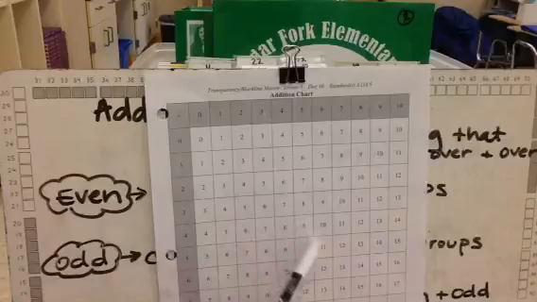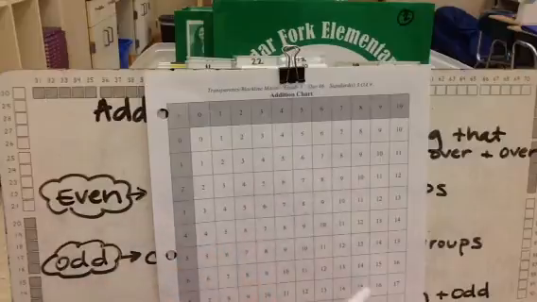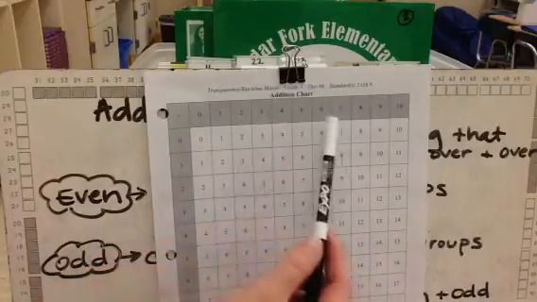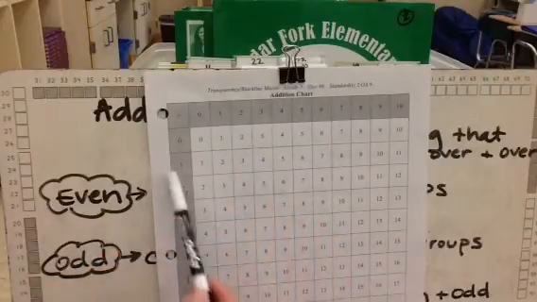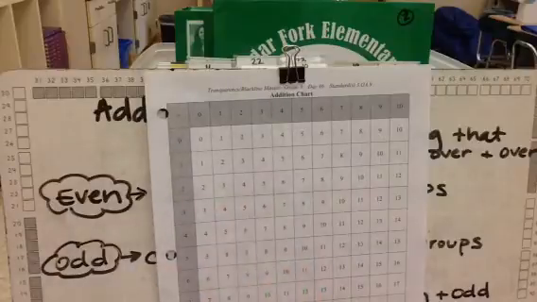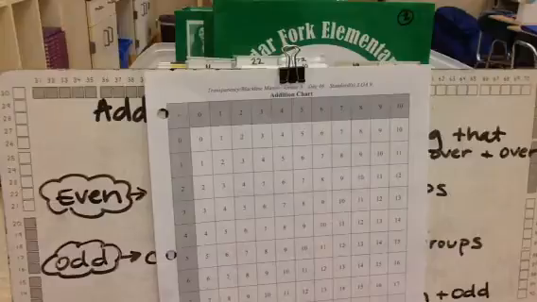Diagonally, this way is increasing by 2. Obviously, if you go backwards, it would be decreasing by 2 because both addends are taking 1 away. They're decreasing by 1, but it's both of them. So the sum is going to decrease by 2.